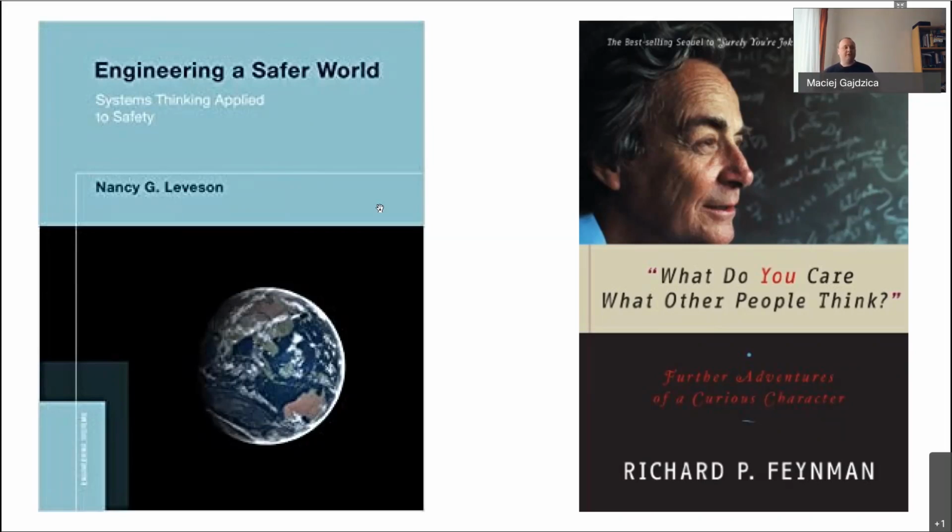And there's also another book that I would recommend. This is What Do You Care What Other People Think? This is a set of stories from Richard Feynman's life, and half of this book is describing the investigation of the Challenger accident, and he described here how organizations work and some details of some problems on the organizational level.